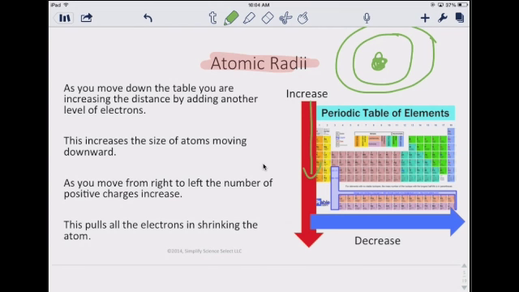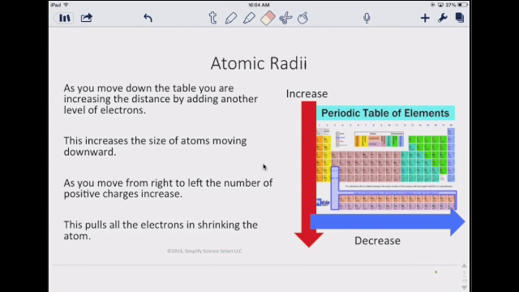Now, as you move from right to left, the number of positive charges increase. And since there's more positive charges, it pulls the electrons and shrinks the atom. Since there's more positive charges reacting with those negative charges, they're attracted to each other and they kind of pull close. And so they get smaller as they go this way. The one thing that we want to know for this is that everything gets bigger on the periodic table in size as we move in that direction.